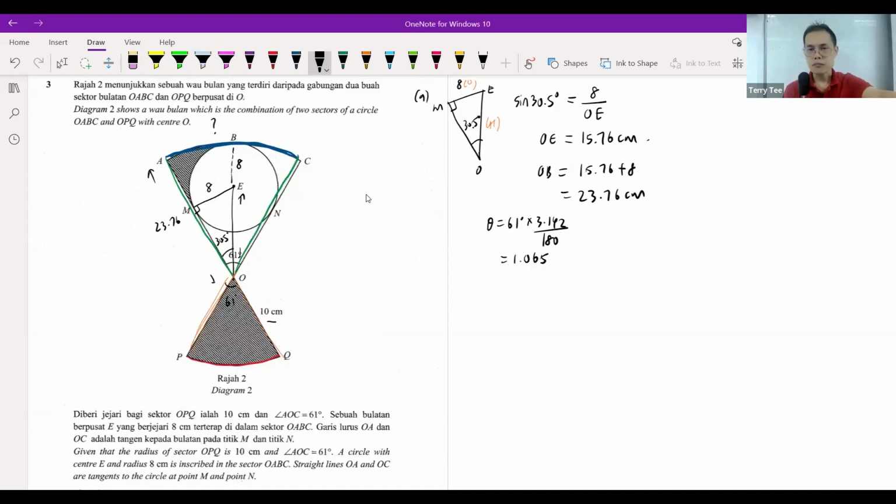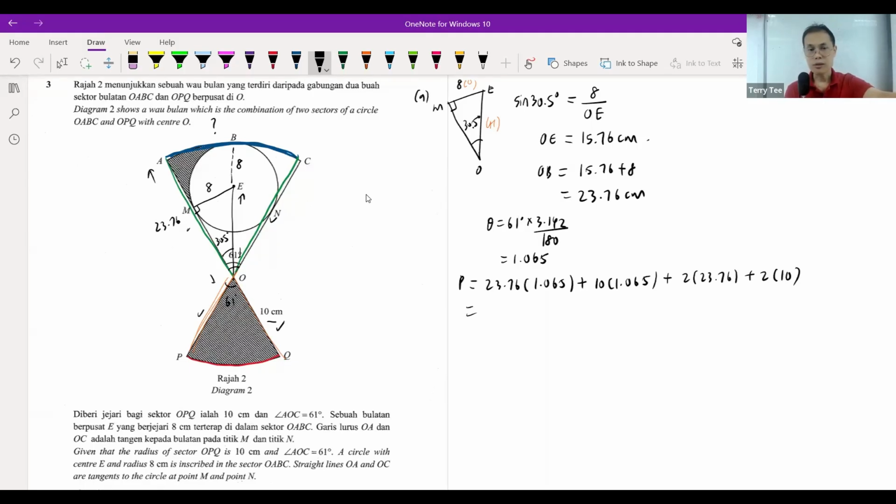Okay. Now, next, if you're finding perimeter, let's start by taking length of arc ABC. ABC, I think I'll write straight away. The radius is 23.76 times 1.065. Then length of arc PQ, the radius is 10 times 1.065 because they are both 61. And then you add the radius, the green one first. You have 2 of 23.76, and you have 2 of 10. Yeah, the 10 is the orange part. So just add them together.